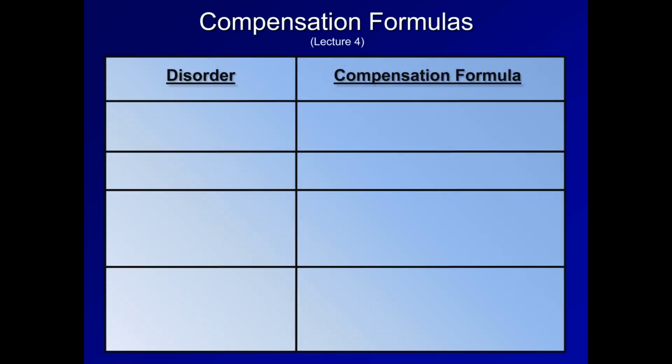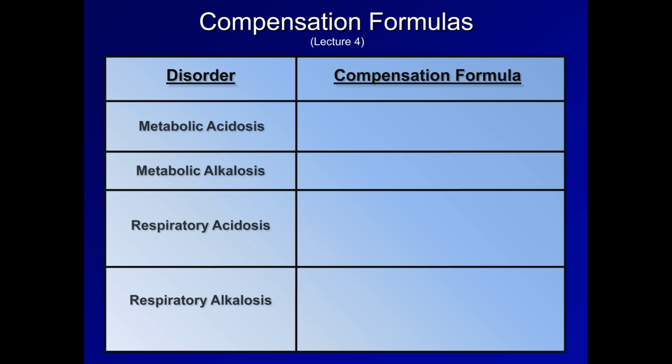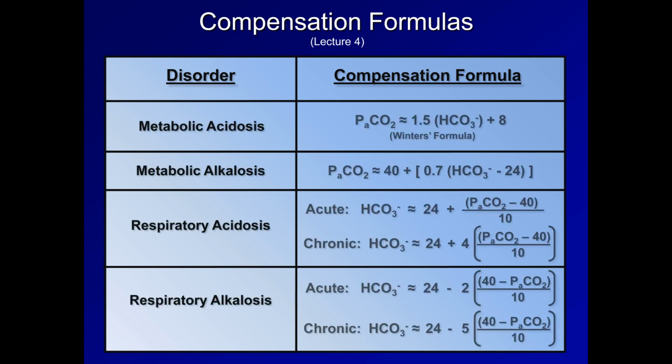To determine if the compensation for a particular disorder is appropriate, there are a collection of empirically derived formulae. The formulae provide predictions as to what either the PCO2 or the bicarb should be given the other if compensation is appropriate. Each disorder is paired with either one or two formulas. The metabolic disorders are paired with only one formula for respiratory compensation since it occurs very quickly, while respiratory disorders are paired with separate formulas for metabolic compensation depending upon whether the respiratory disorder is acute or chronic.